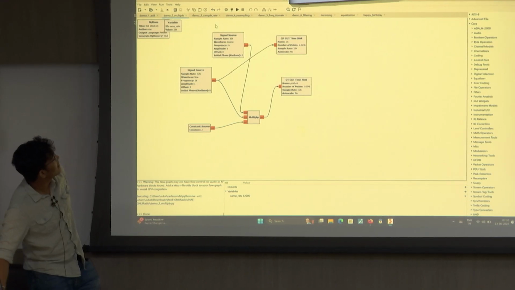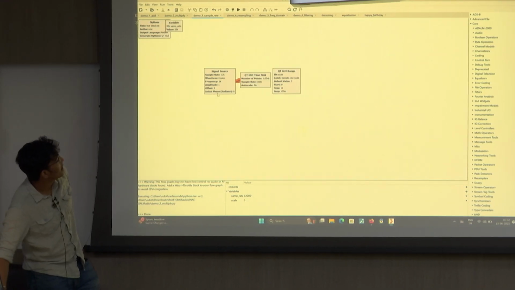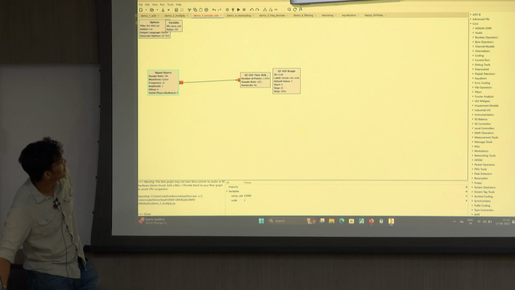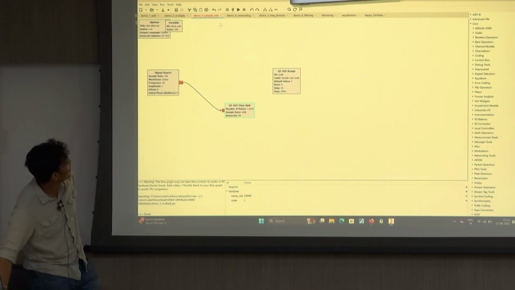Next, I will let you know about the sample rate which we are discussing. Right now we are sampling at 160K.